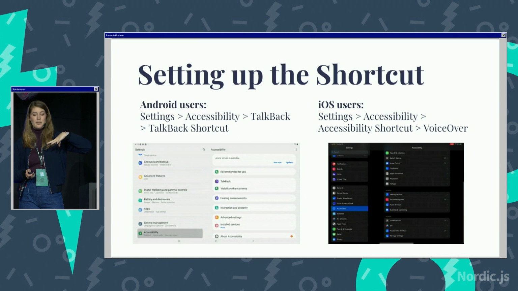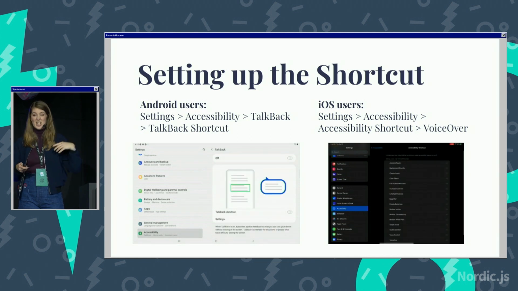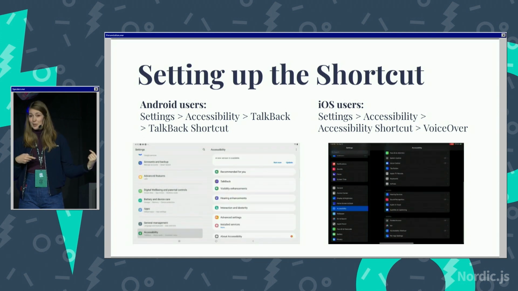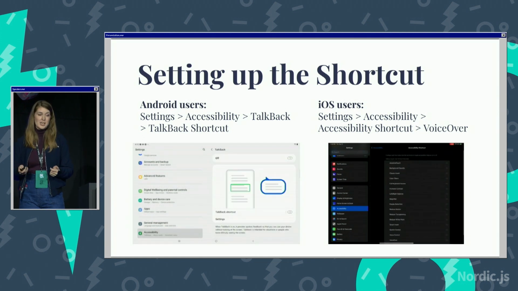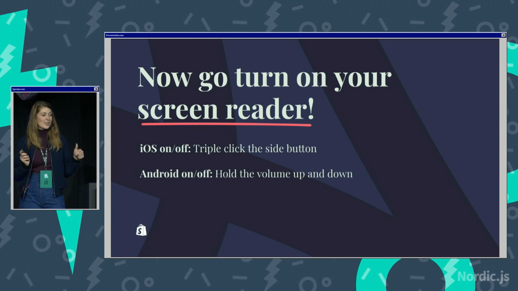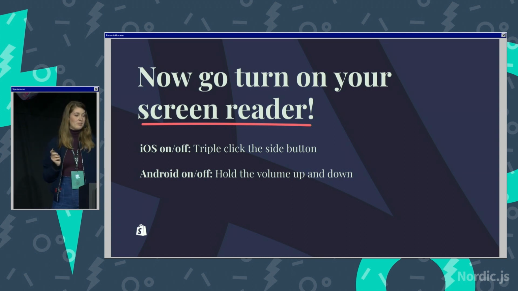And this is really important that we set it up this way so that you can turn it on and off. So if you get stuck in your app or in your website, you can actually get out of it really quickly. And once everyone's got that done, I'm going to get you to turn them on. It's going to be mass chaos for the next 15 seconds. So to turn on for iOS, you're going to triple click the side button. And for Android, you're going to hold the volume up and volume down.